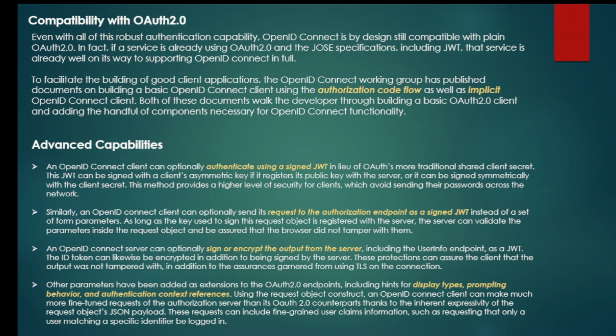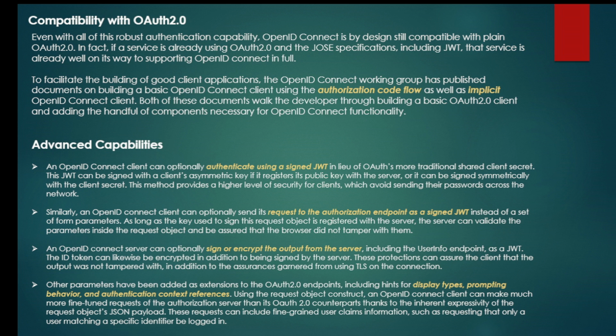The ID token can likewise be encrypted in addition to being signed by the server. This protection can assure the client that the output was not tampered with, in addition to the assurance garnered from using TLS on the connection. Then other parameters have been added as extensions to the OAuth 2.0 endpoints, including hints for display types, prompting behavior, and authentication context references (ACR).